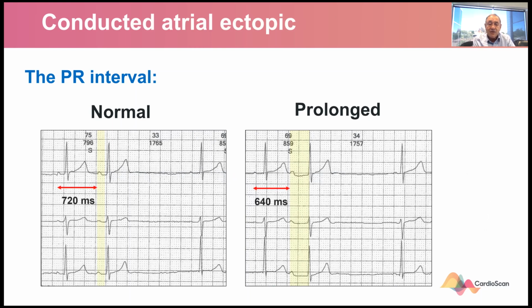Have a look now at the P of the ectopic in relationship to the P of the sinus beat, and you can see that on the normal, with a normal PR interval, it's long at 320 milliseconds. However, if it now becomes a little shorter, and on the right you can see it's 640 milliseconds, then AV conduction is still partially refractory. So if we then extend that even further, we can understand why non-conducted atrial ectopics occur.